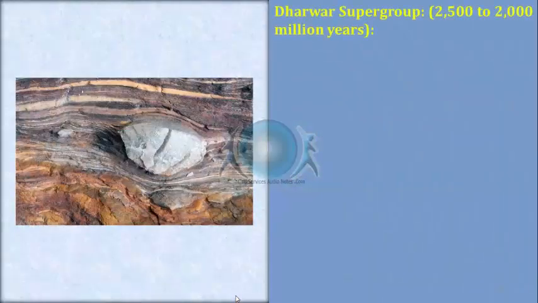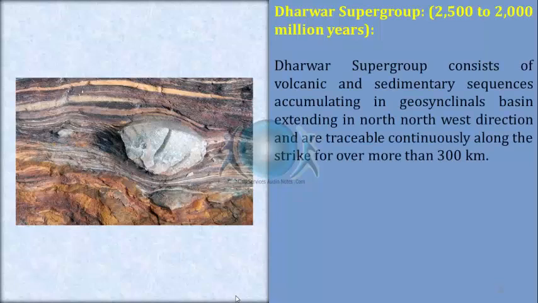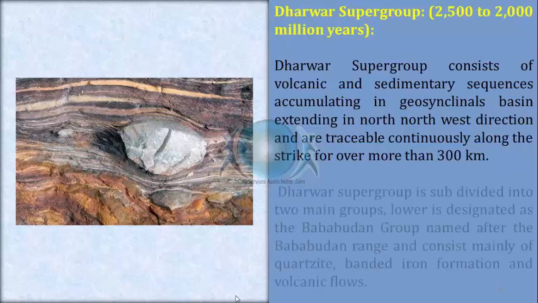Dharwar supergroup, which is around 2000 to 2500 million years old. Dharwar supergroup consists of volcanic and sedimentary sequences accumulating in geosynclinal basins extending in north-northwest direction and are traceable continuously along the strike for more than 300 kilometers.